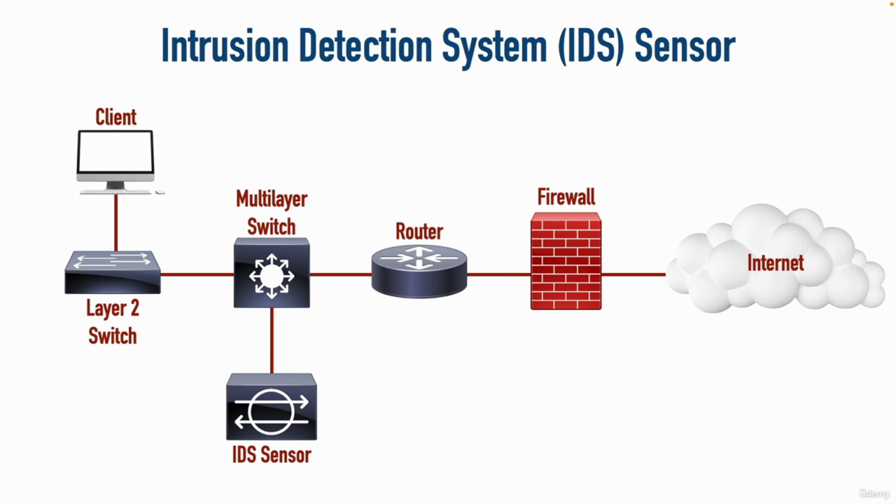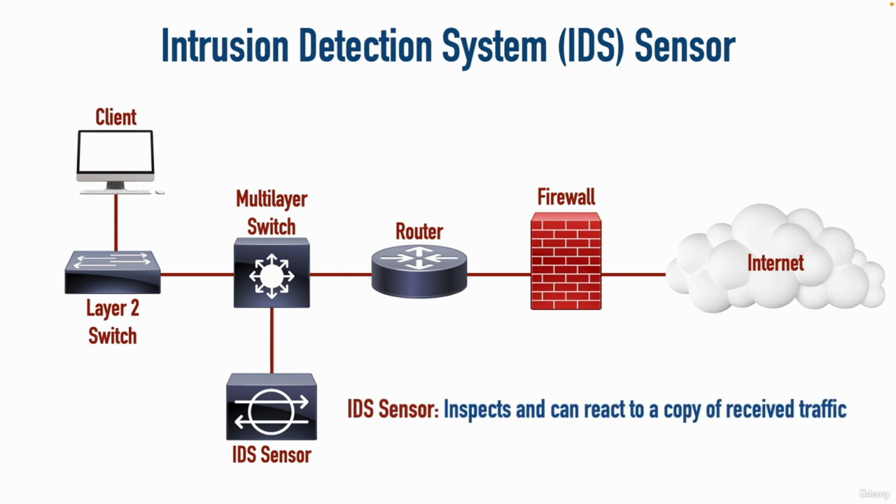Now, let's say that was malicious traffic, and the IDS sensor noticed it was malicious traffic because it matched a signature of a well-known attack. Well, what that IDS sensor might be able to do is send instructions up to the firewall saying, hey, that was malicious traffic that just came through. You want to block traffic coming from that device out on the internet. So when the next packet comes in, the firewall is now going to block that. But an IDS sensor is going to inspect, and it can react to a copy of received traffic. In other words, it's not sitting in line with the traffic. It's getting a copy of the traffic.